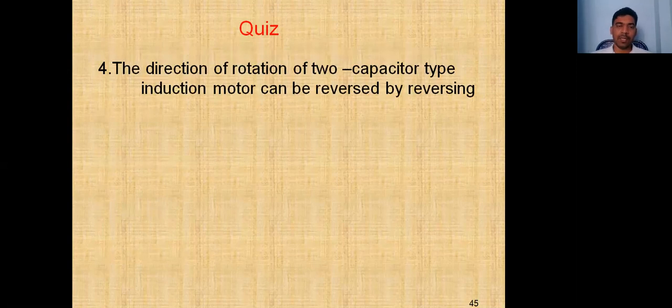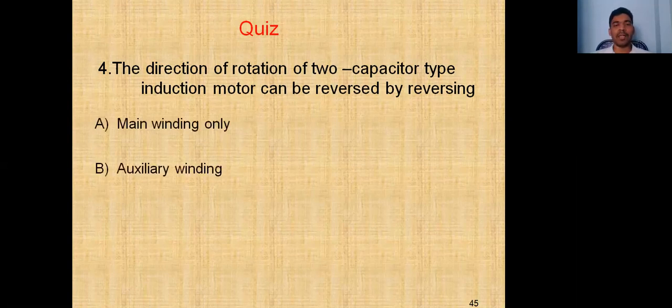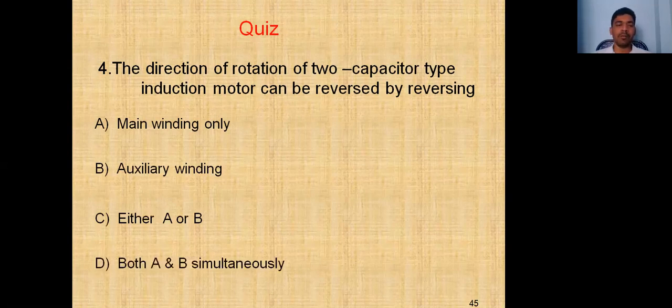Next, the direction of rotation of two capacitor type induction motor can be reversed by reversing option A main winding only, option B auxiliary winding only, option C either A or B, option D both A and B simultaneously. The answer is either A or B.